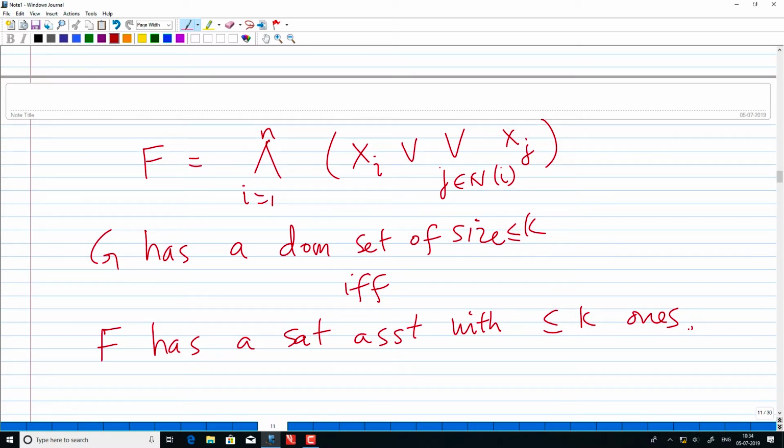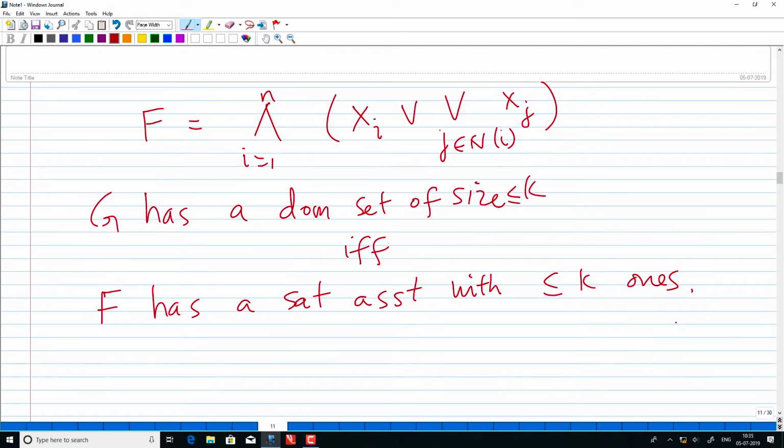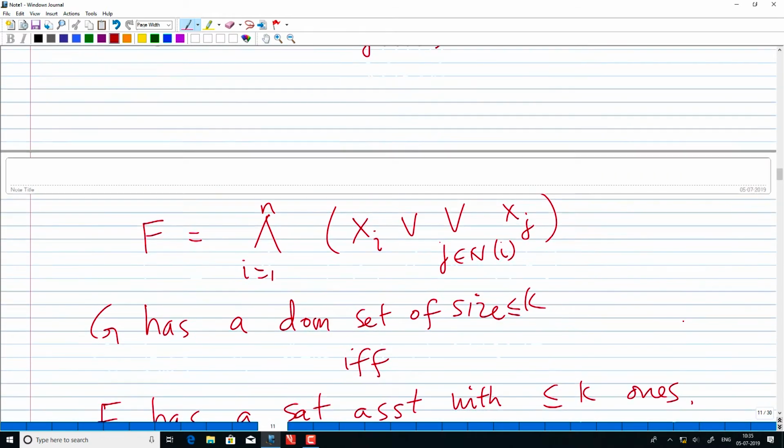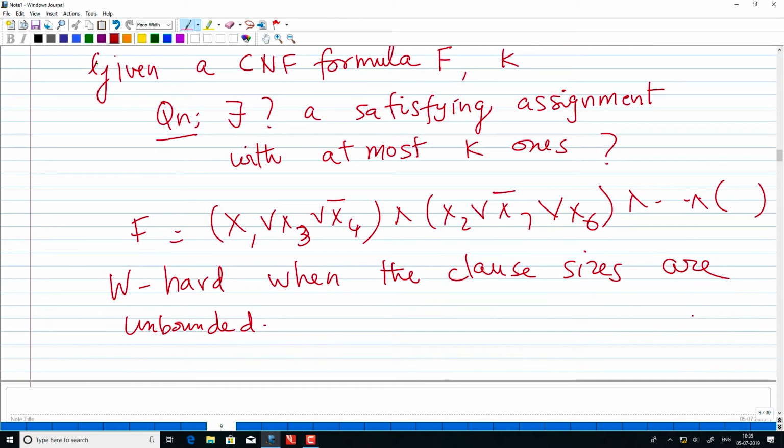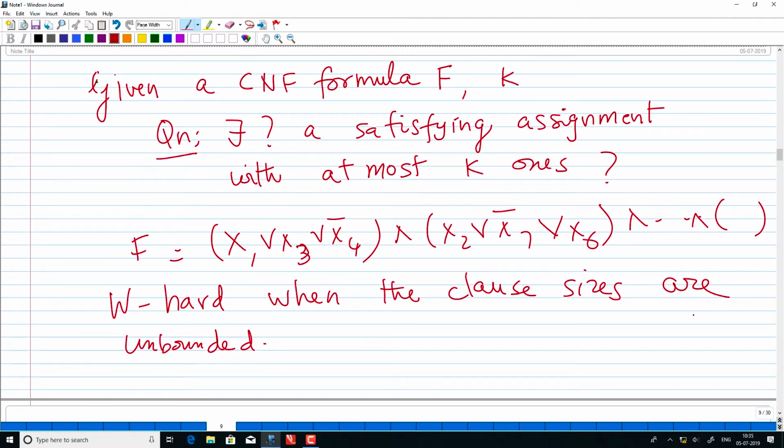And note that this is a monotone formula. There are no negations. So, it is a restricted formula, and what we have shown is even here the problem is hard. Right? Whenever you show hardness and you do it for some restricted thing, it is a stronger result because you are saying that even with this assumption it is hard. So, the general one will be still harder. Right? So, we have shown this, that it is W-hard when the clause sizes are unbounded.